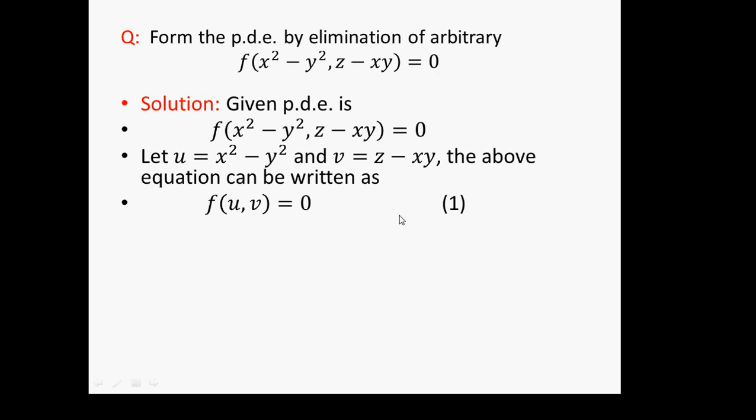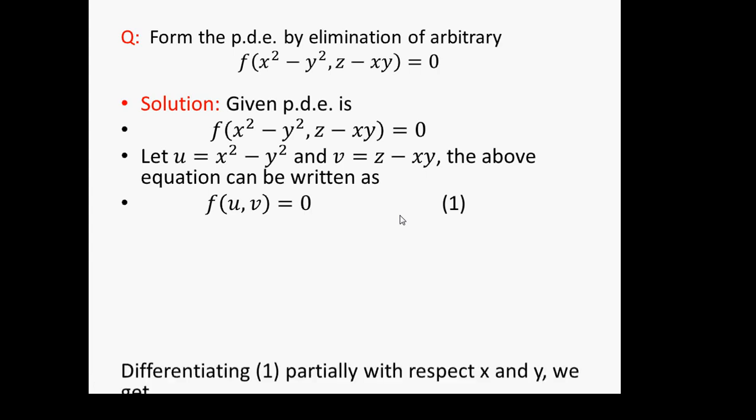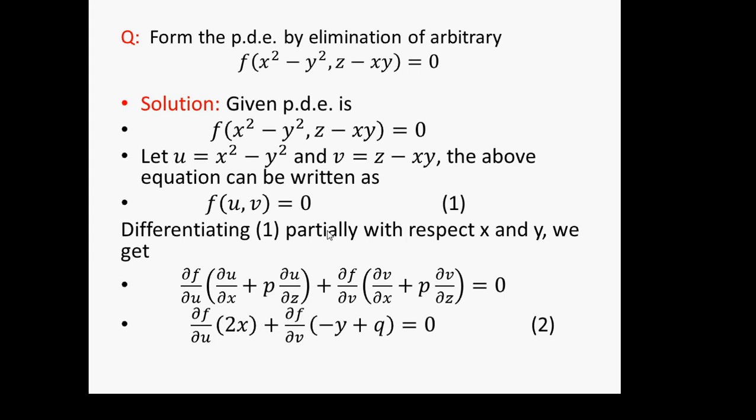Now differentiating 1 with respect to x, we have the equation of the form del f upon del u into del u by del x plus p del u by del z plus del f upon del v into del v upon del x plus p del v upon del z is equal to 0, because here f is a function of u comma v, u is a function of x, y, z, and z is also a function of x comma y. So we apply the chain rule here.